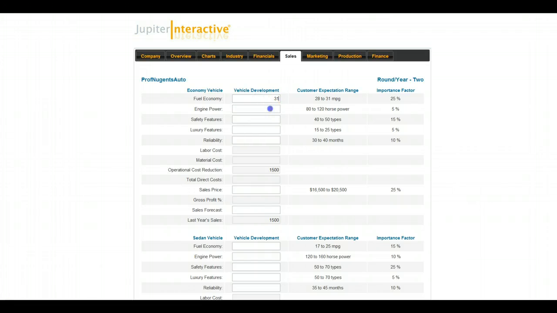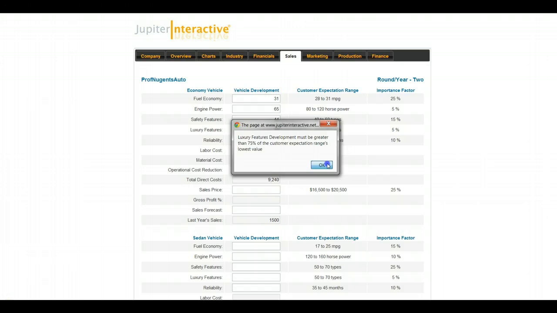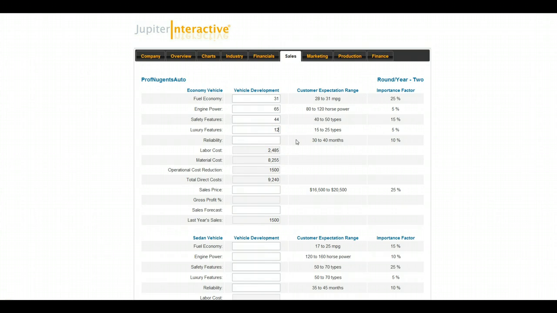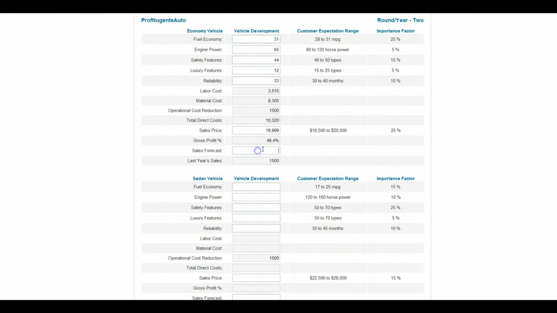So I'm going to more strategically develop my car here. Oop, I get these warnings because sometimes I can't go too low. Okay, so I'm going to make a car that's a little bit more profitable, and let's see where I get with that. Okay, so I was able to increase my profit margin by a good deal from the previous round, where I was averaging about 37%.